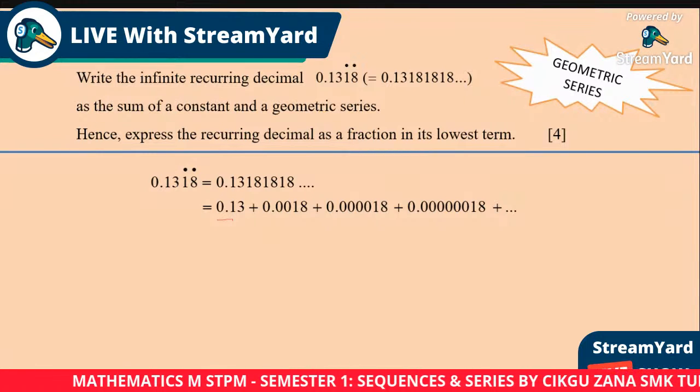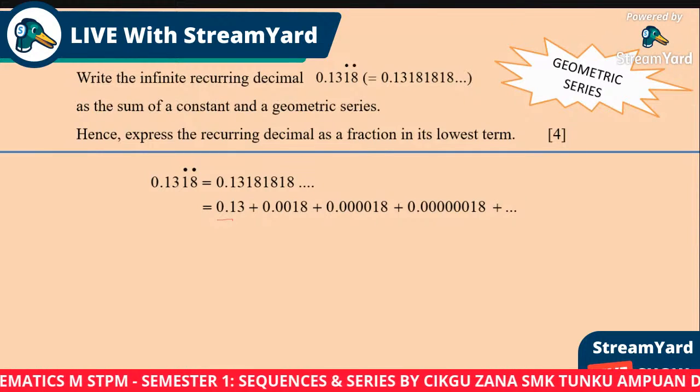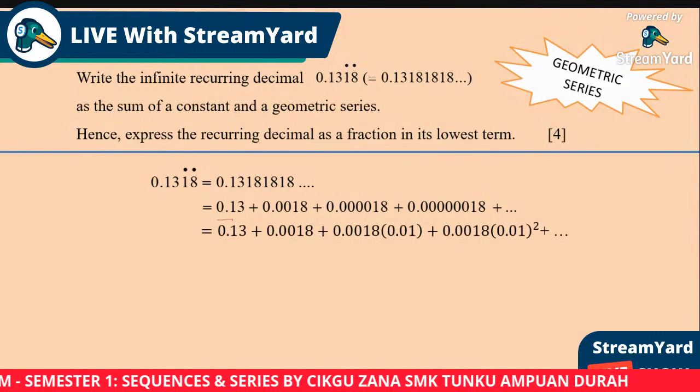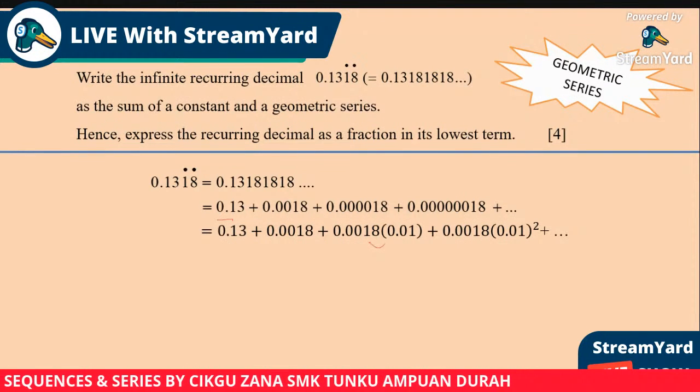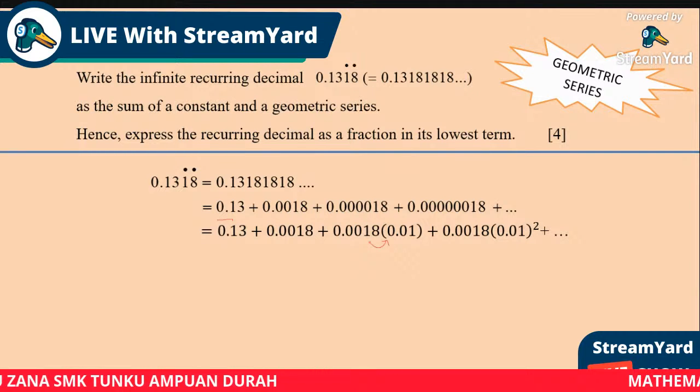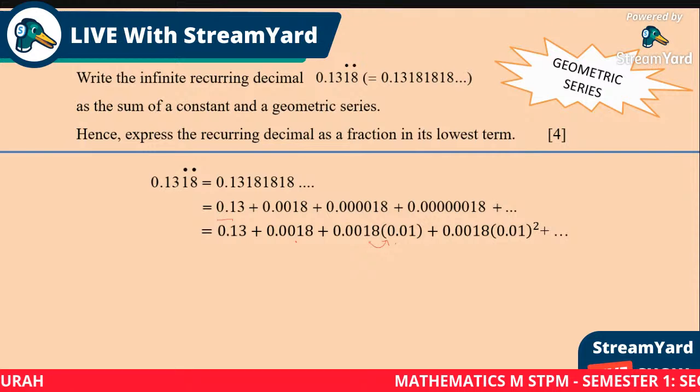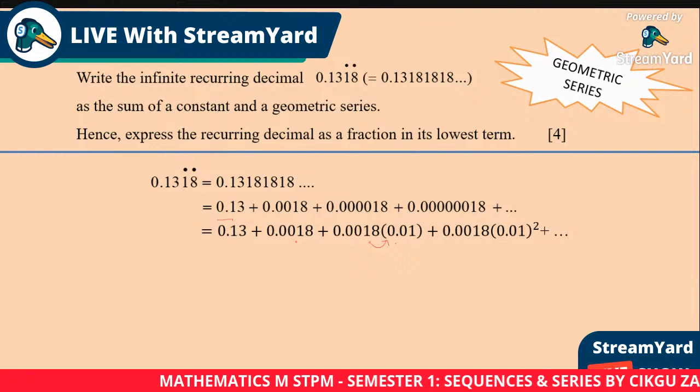Some wrote this down, saying this is a geometric series. You have to prove how. Geometric series means that you must multiply with a constant. Here I multiply with a constant 0.01. This is ar squared. So this is a geometric series. Only one person wrote this down.